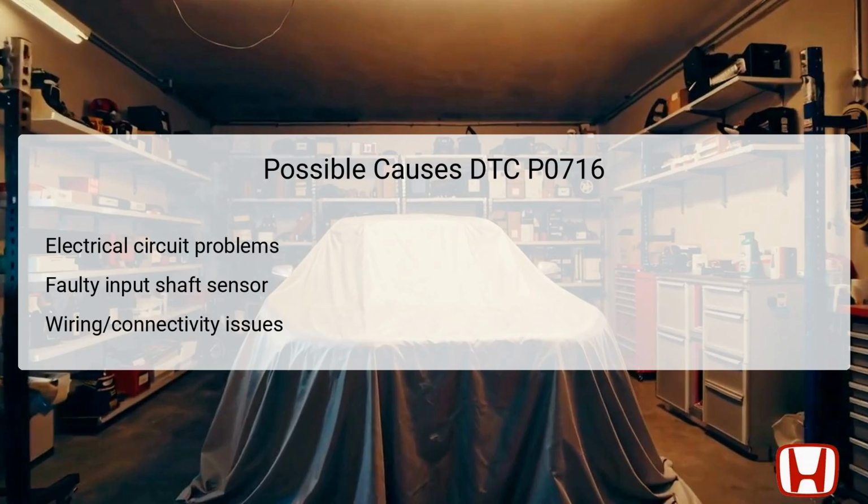Additionally, improper connections or installation issues can contribute to erratic sensor performance. Importantly, these causes indicate that this error code does not stem from any mechanical faults within the transmission. Thorough investigations into these areas are vital to pinpoint the exact nature of the problem and guide subsequent repairs.